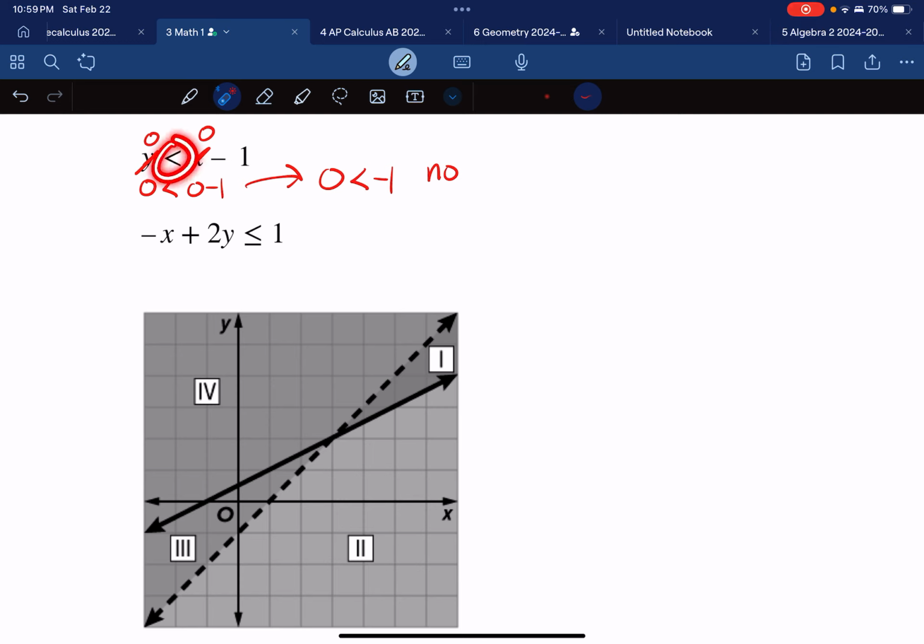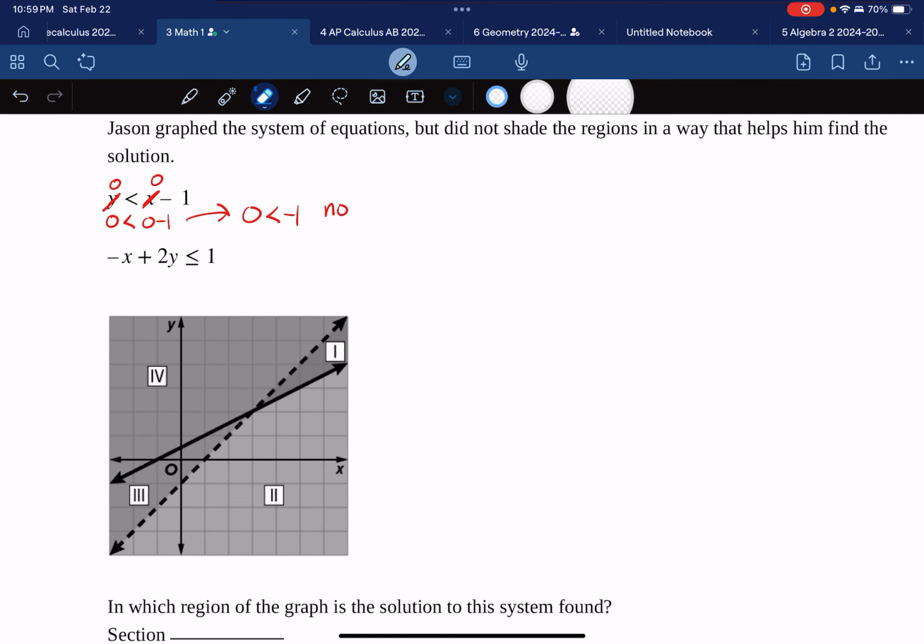Well, this one had no equal to sign, meaning it was a dashed line. So I was testing this dashed line right here, and the answer is it's not this one, which means we are shading on the other side down here. So let me go ahead and in my notes, I'm going to put a little highlighter tool down here of this dashed line. So it's in this section down here of that dashed line.